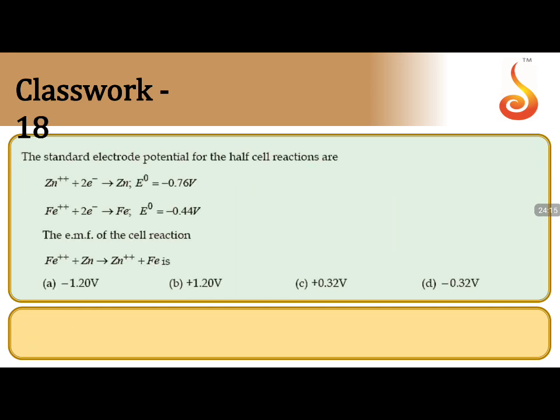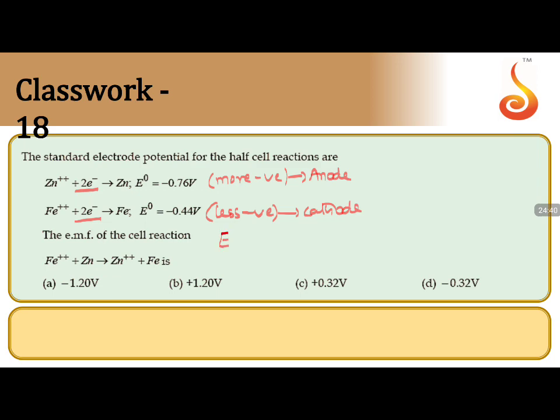Moving to the 18th question now, the standard electrode potential for the half cell reactions. They have given two cell reactions. This is reduction potential, this is reduction potential. Yes. Now you have the two values over here. Now tell me which is more negative. This is more negative. This is less negative. More negative goes for anode, less negative goes for cathode.